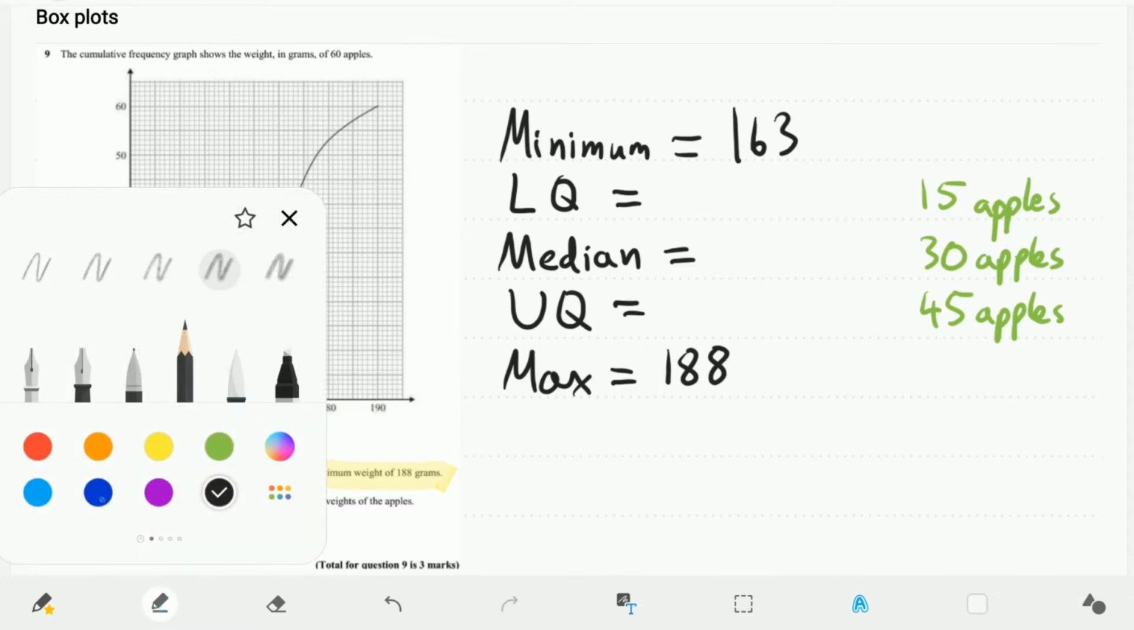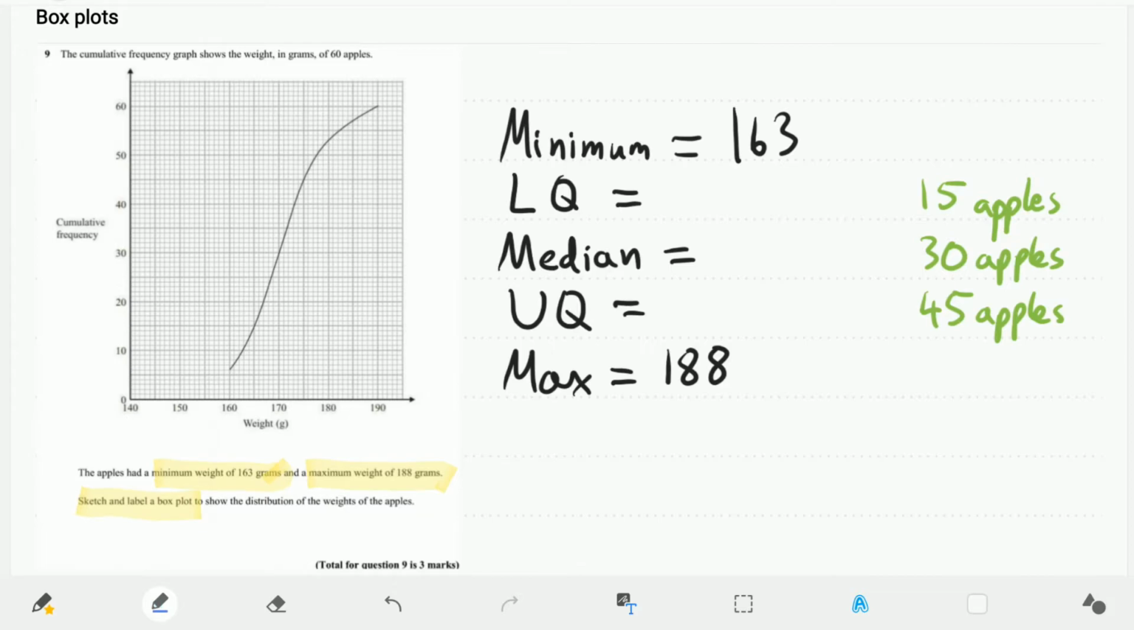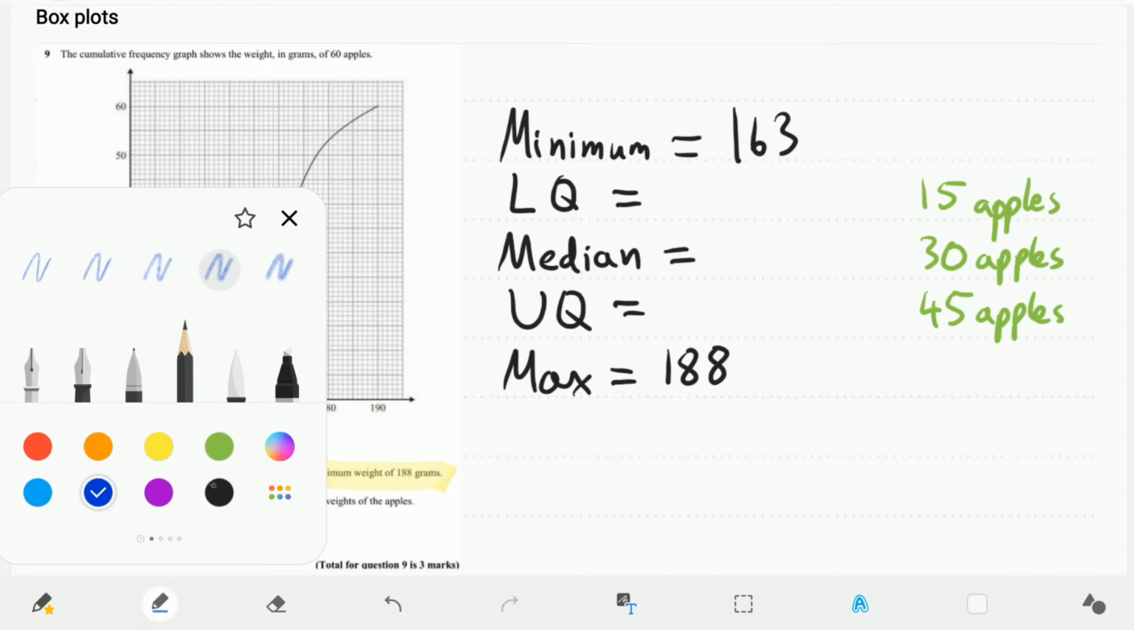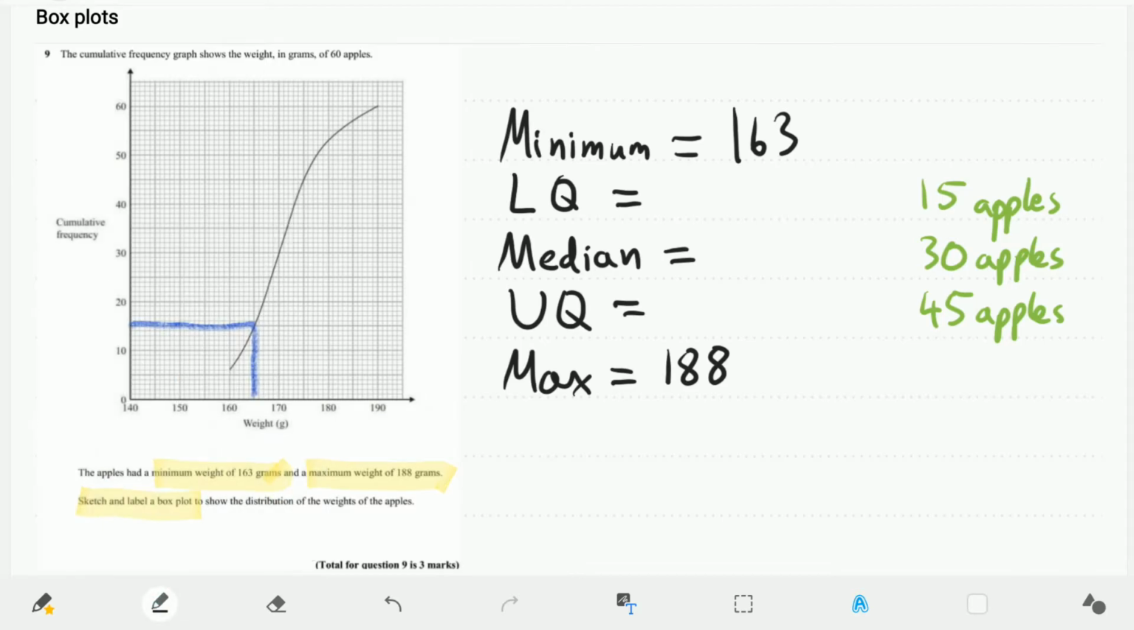And if we look at our graph, we can see that if we go up to 15, goes up to there, and we can see what weight that is if we go down, and that is at 165. That is 165.